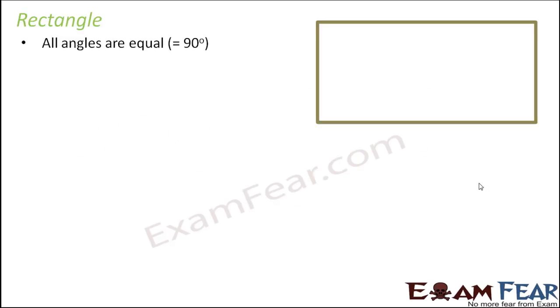Rectangle. In a rectangle all angles are equal, that is 90 degrees. So if this is a rectangle ABCD, then angle A equals angle B equals angle C equals angle D equals 90 degrees. That is the first property of a rectangle.